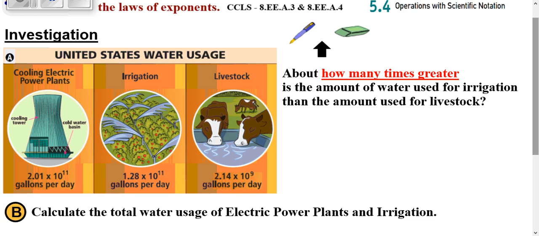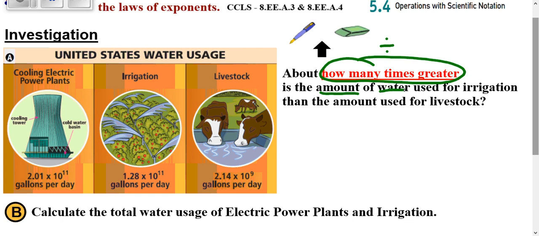So basically the next page starts the part of the lesson that is probably most difficult. It's all word problems and it gets a little bit tricky, but you just have to worry about this question. How many times greater? So that is division. How many times greater is the amount of water used for irrigation?